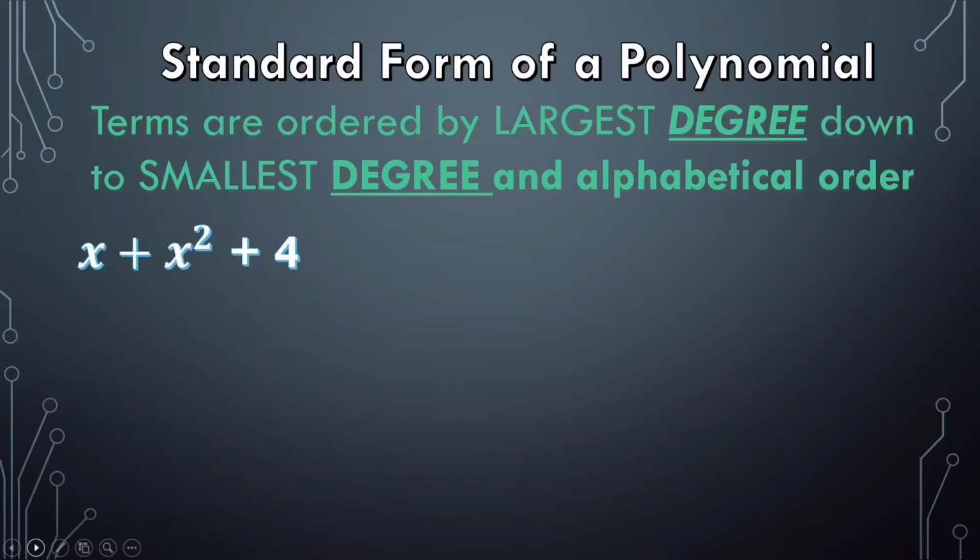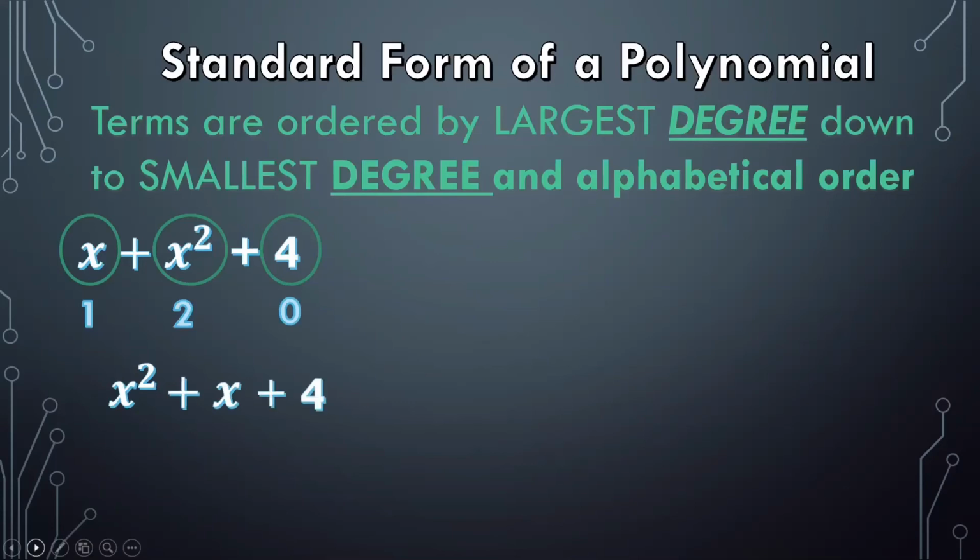So if I take a look here, I already know what the degrees of each of these are, okay? But I need to focus. This x has a degree of 1. This has a degree of 2. And this has a degree of 0. I need to now take the largest degree and reorder this polynomial. So x squared would come first, then x, then 4. That is now in standard form. Okay? So that one's kind of easy, kind of understandable.